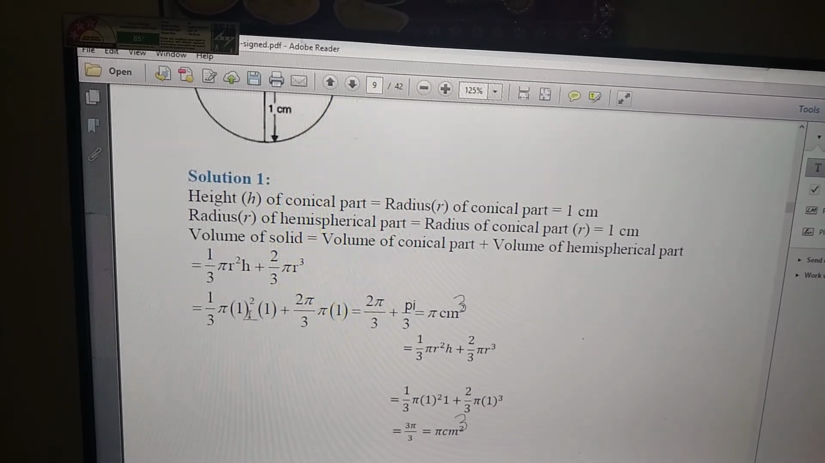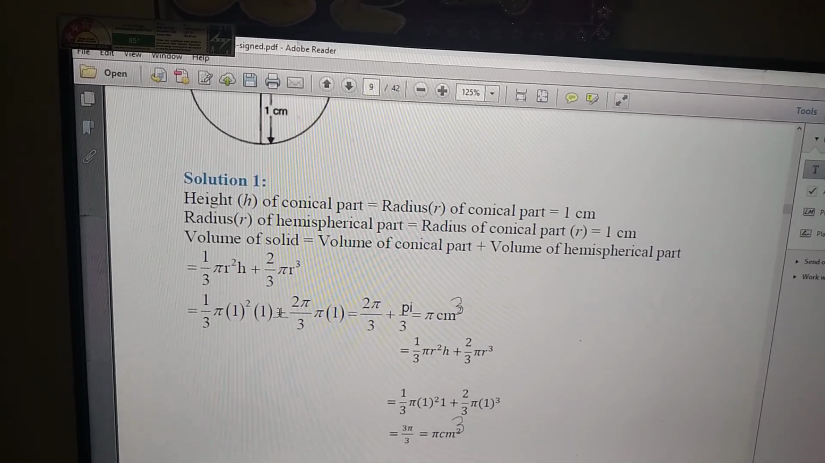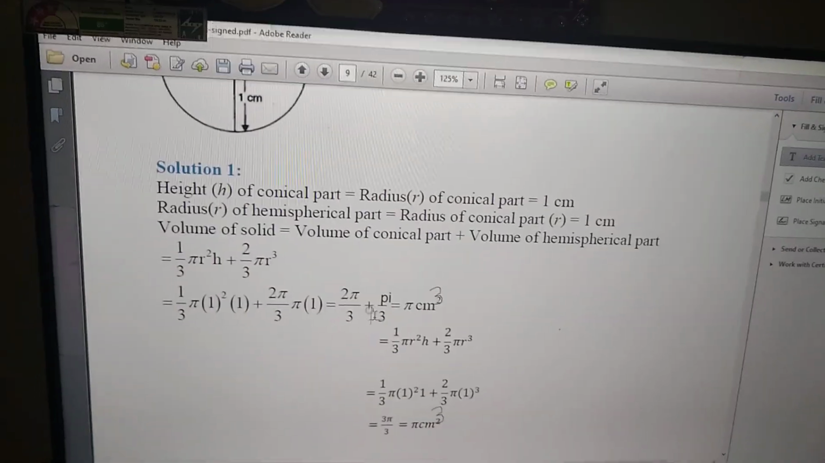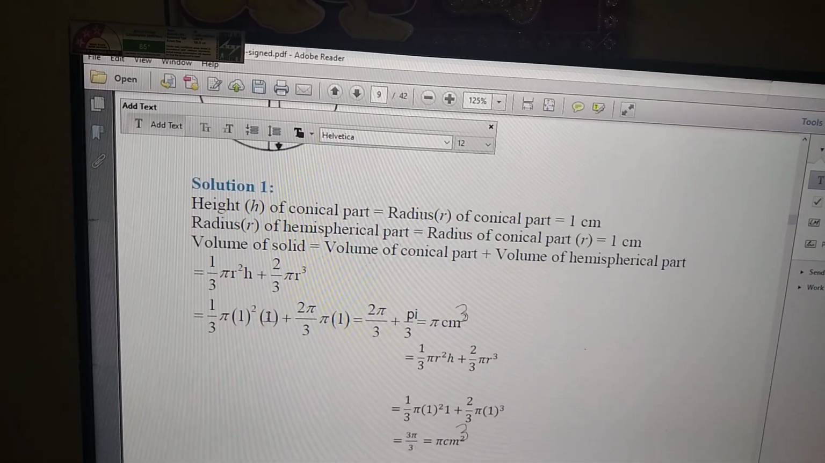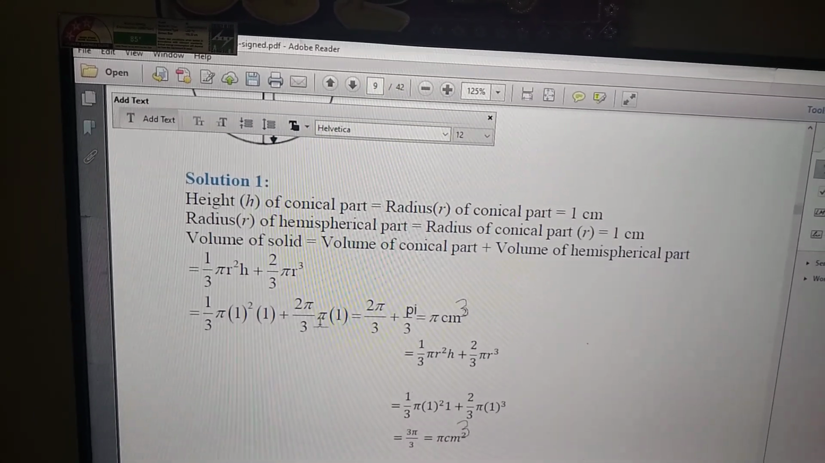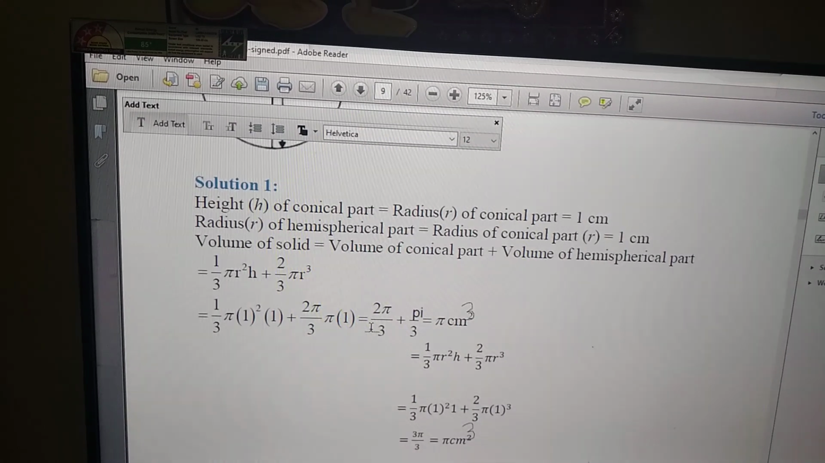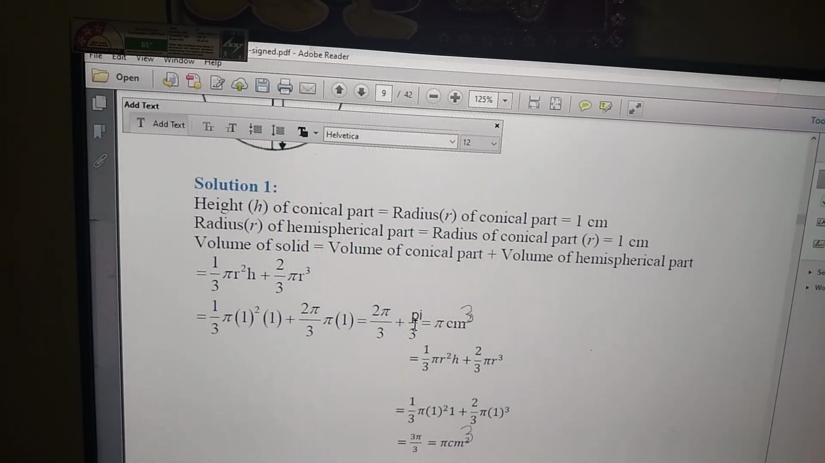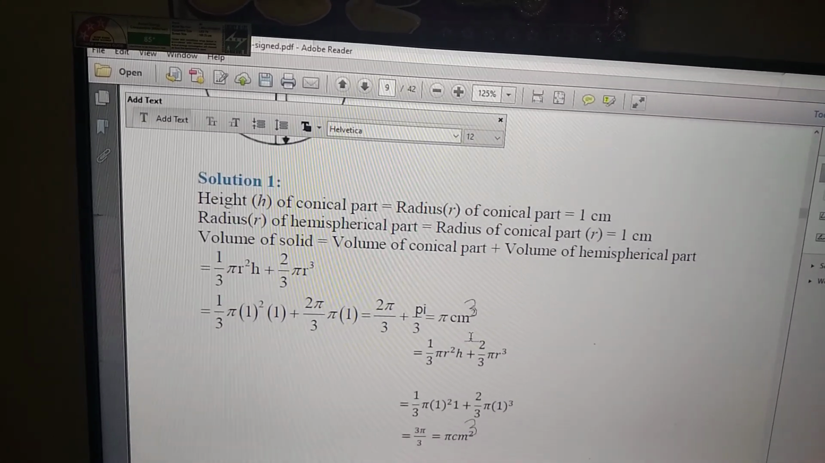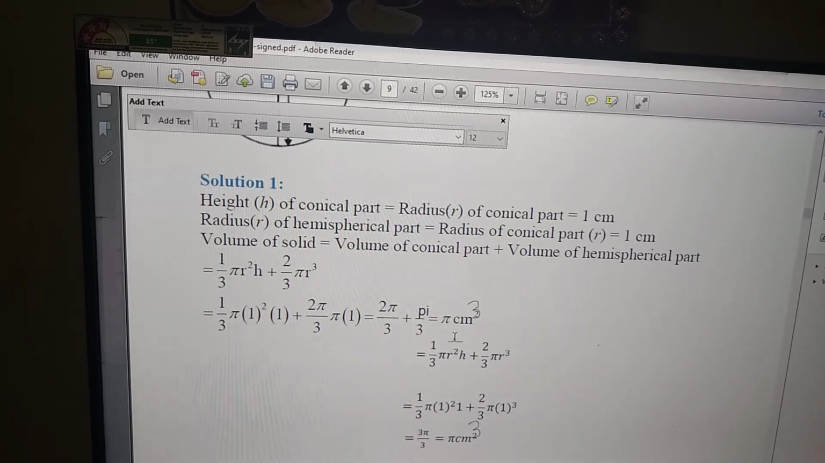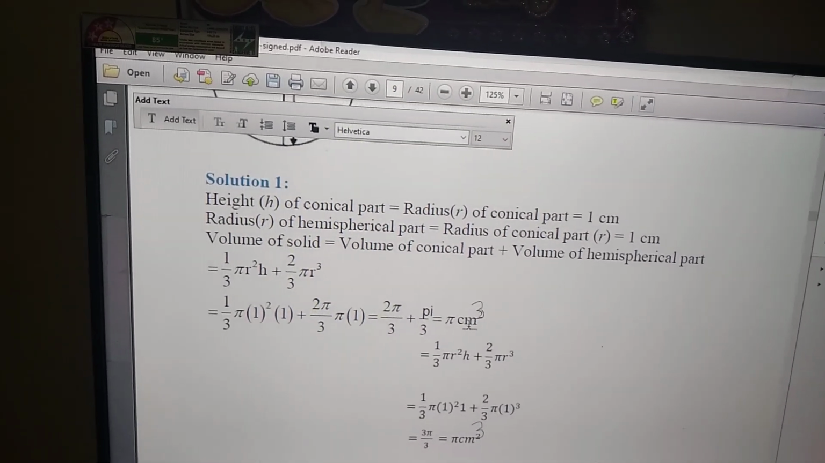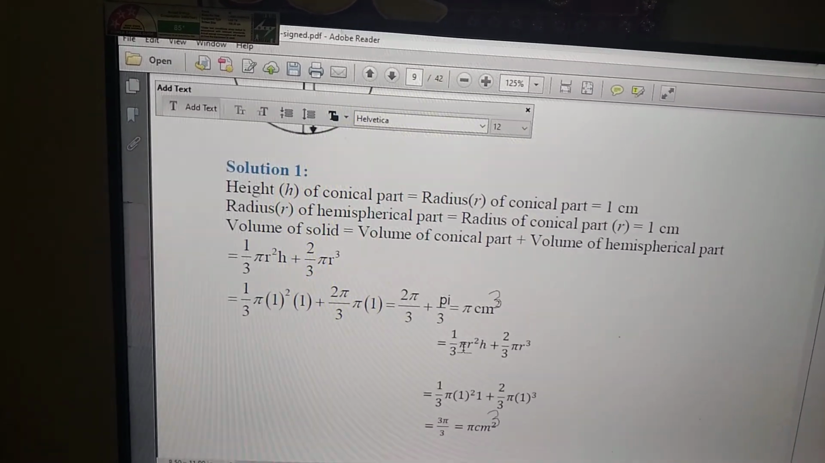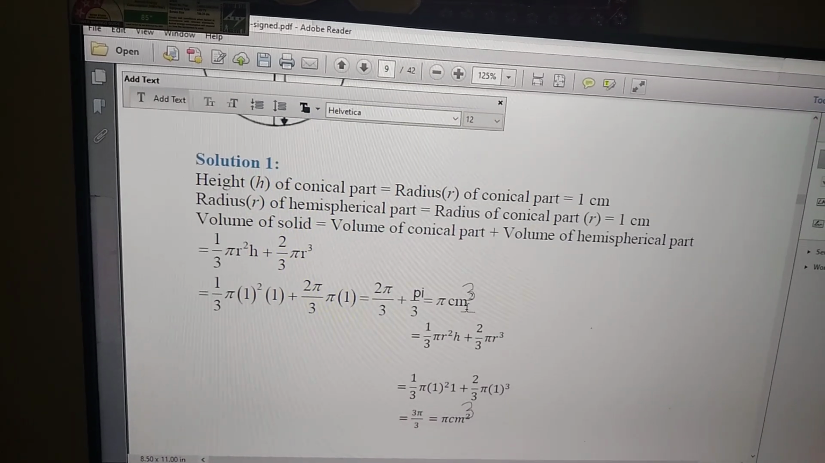So we know the values of radius and height of the cone. I am substituting radius value 1 and height value also 1 in the formula. So 1 by 3 pi 1 whole square into 1 plus 2 by 3 pi 1 whole cube. So pi by 3 plus 2 by 3 pi, which equals 3 pi by 3. The 3 gets cancelled, and we get pi centimeter cube. So at last, the volume of the whole solid is pi centimeter cube. Centimeter cube is nothing but cubic units.